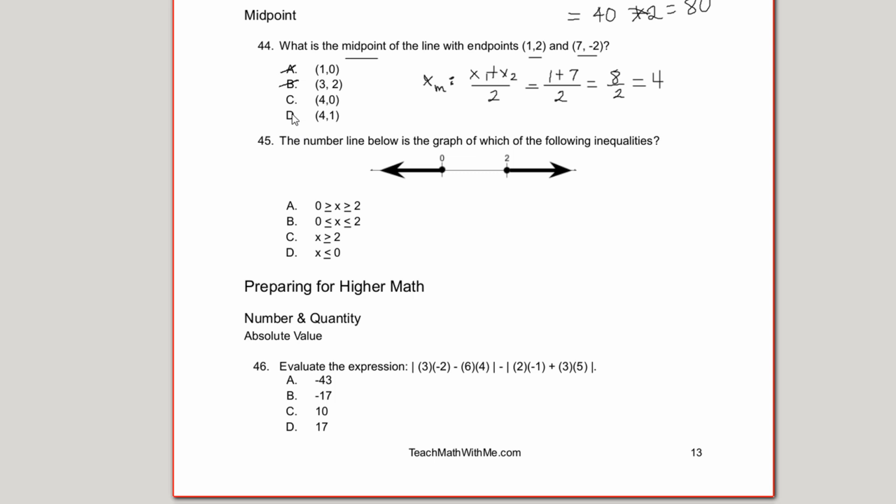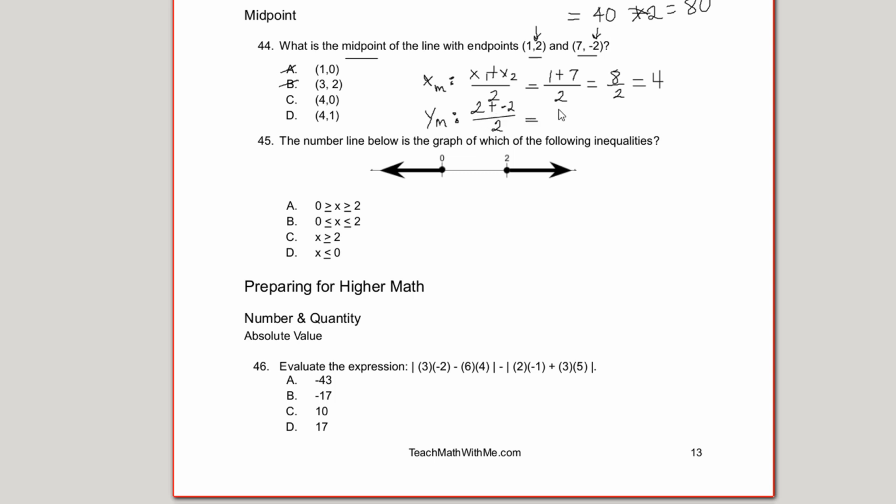I'm still left, I've got to distinguish between C and D, but I've gone down from a 25% chance of getting it right to now 50-50. But we know how to work this, so we're going to keep going. To find our midpoint with our y value, now let's look at the y values. We're looking at the positive 2 plus a negative 2, divide that by 2.